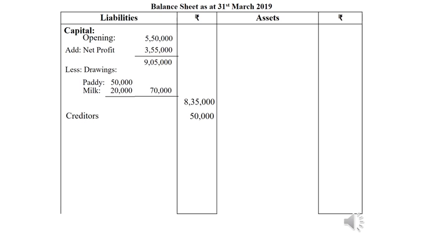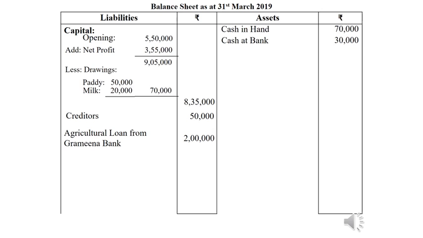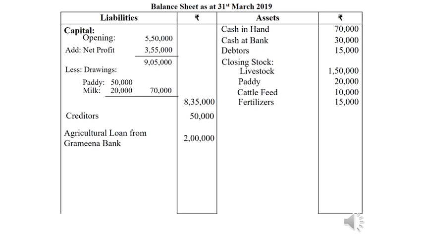Next is creditors. 50,000 is given in the problem. Loan from Gramina Bank, no adjustments are there. 2 lakh rupees directly. Then asset side, cash in hand, cash at the bank, debtors, closing stock, 4 items, livestock, paddy, cattle feed, fertilizers. So record all the items, amount also. Then tractor is given, depreciation has to be provided, therefore 2 lakhs less depreciation provision, 20,000, 10% has to be provided for depreciation as given in the problem, therefore 1,80,000 is the written down value of tractor.